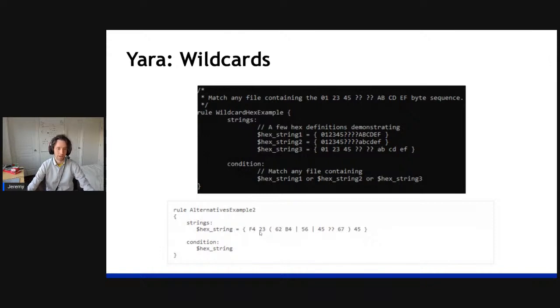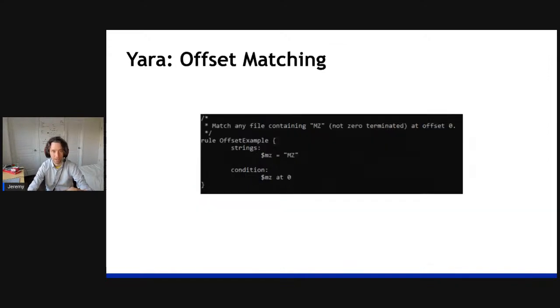You're going to notice down here, this is another example of using wildcards to match. But in this case, we can do or statements inside the hex string. So it's going to start with F4, 2, 3, and then it will have either 6, 2, B4, or 5, 6, or 4, 5, 2 random bytes, and then 6, 7. Any 2 bytes, and then 6, 7, and then it's going to finish with 4, 5. So you can start to see that's going to look for quite a few different patterns. That's going to get pretty complicated.